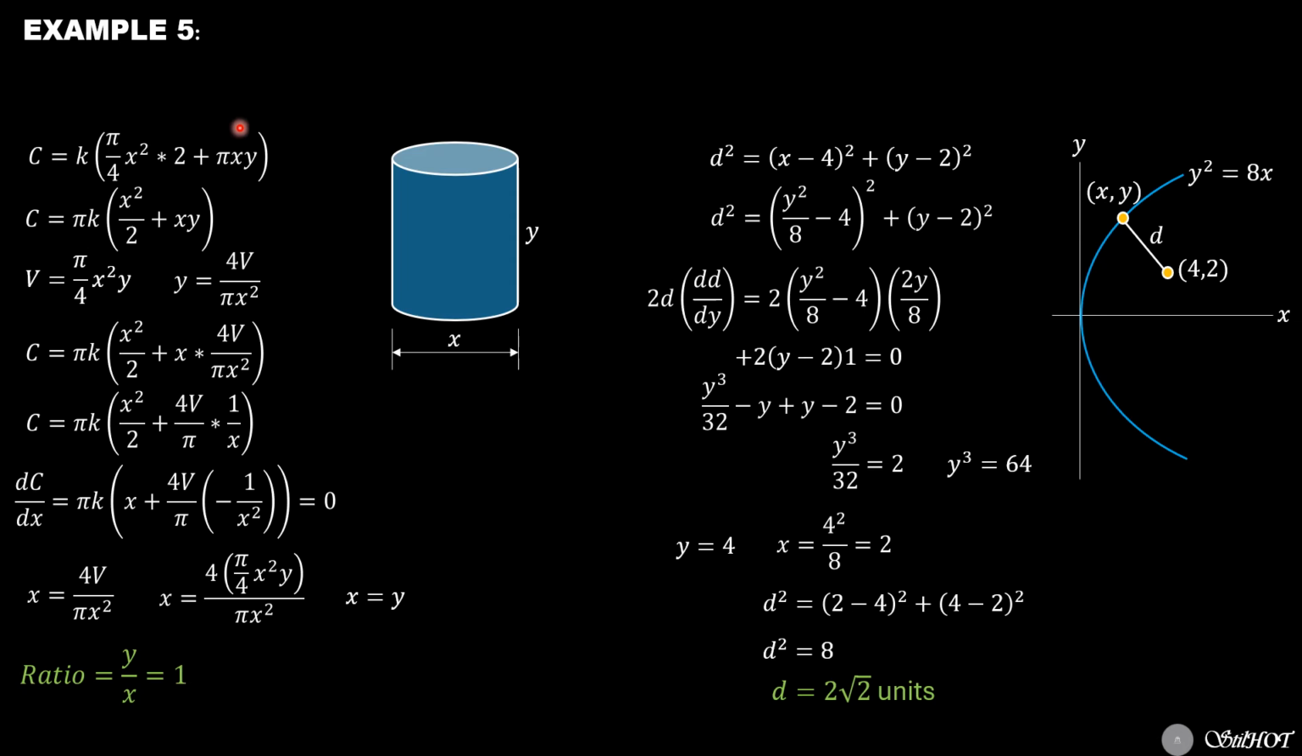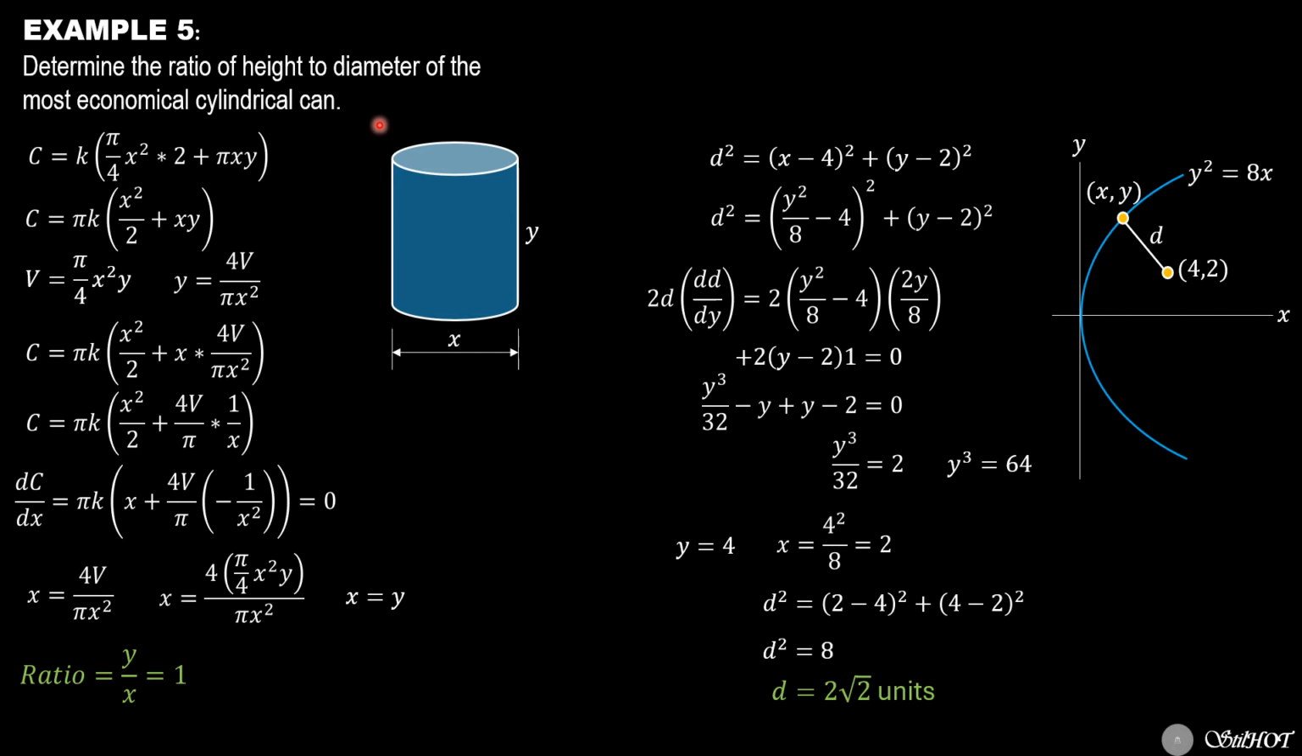Example 5. Determine the ratio of the height to diameter of the most economical cylindrical can. The ratio of the height to the dimension, if it is of square base, will be the same. And when we say cylindrical can, it has closed ends. So therefore, because we have here an economical can, it talks about the lowest price of the can.